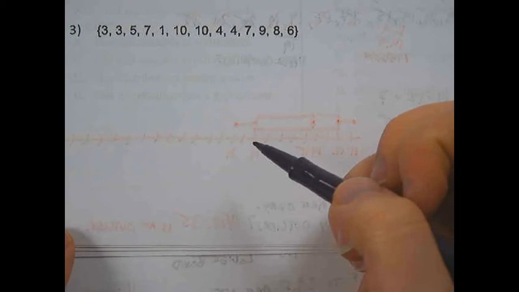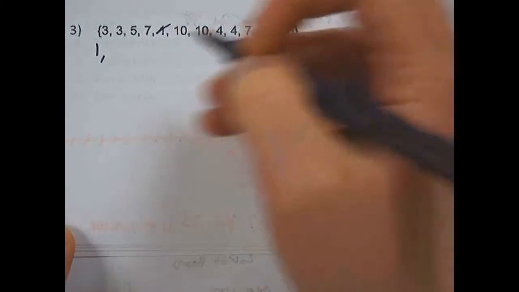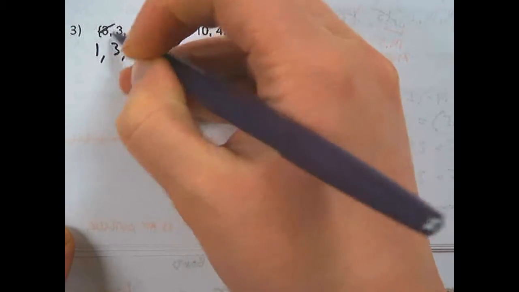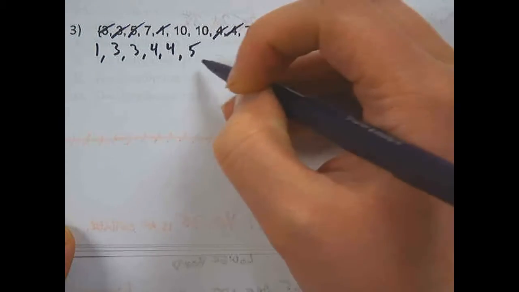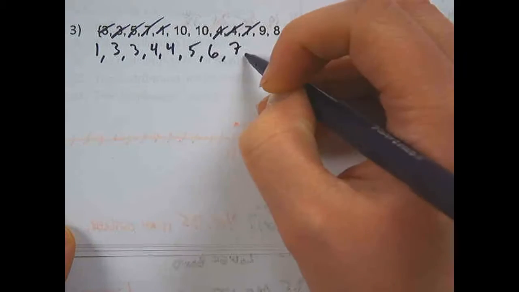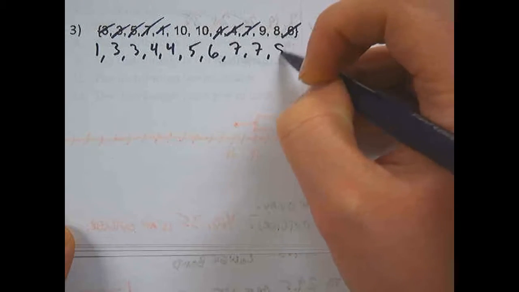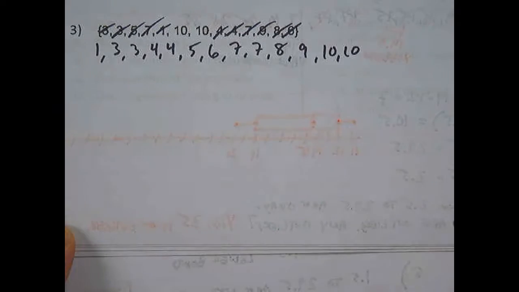First step is always to make sure your numbers are in order from least to greatest. Since these ones aren't, we're going to do that real quick. So we have 1, 3, 3, 2 4s, 5, 6, 7, 7, 8, 9, and 2 10s. Okay, so now our numbers are in order from least to greatest.